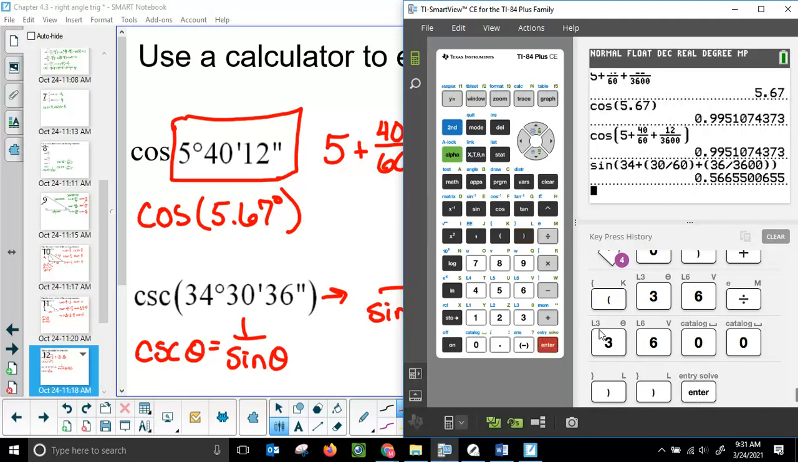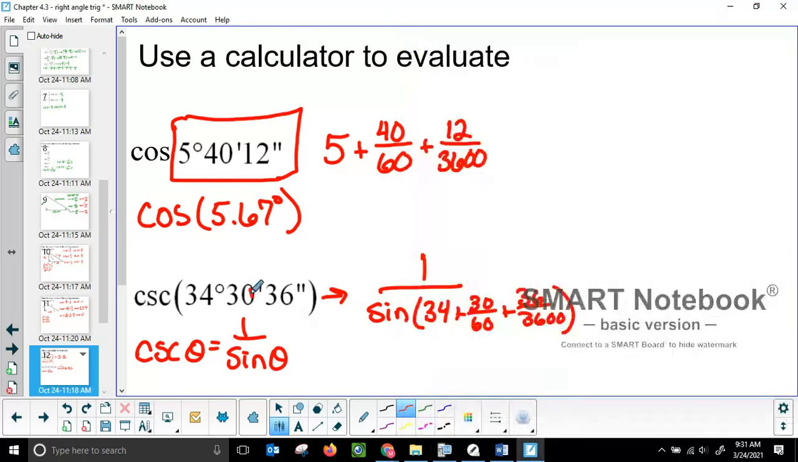0.567 rounded to 3 decimal places. Of course, that one's pretty easy to do in your head anyway. 30 out of 60 is 0.5, 1/2, and 36 over 3600 is 1/100th, so 0.01. So that's really just 34.51, but whatever, same thing.